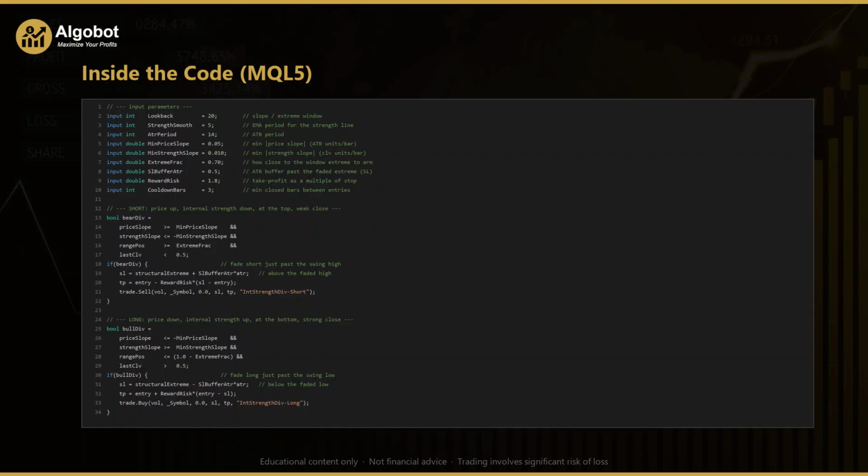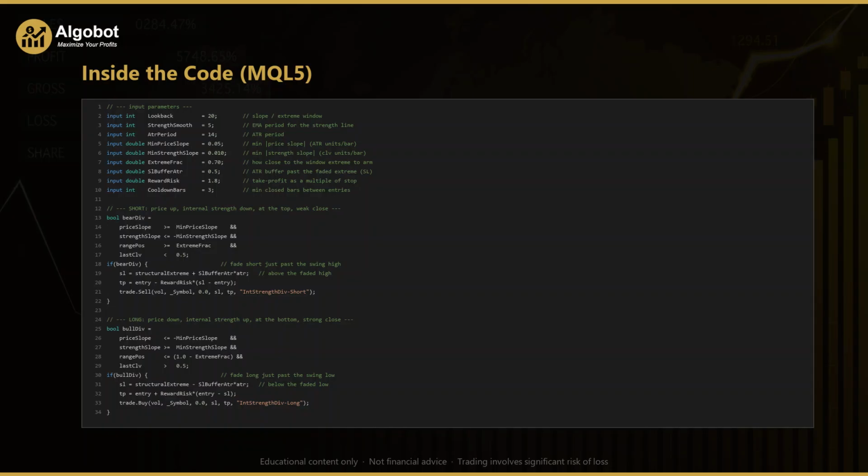Now the short block, labeled Bear Div. Read the four conditions joined by logical ands. The price slope must be at or above the minimum price slope, so price is climbing. The strength slope must be at or below the negative minimum strength slope, so internal strength is falling. Range position must be at or above the extreme fraction, meaning price is near the top of the window. And the last close location value must be under 0.5, a weak close.